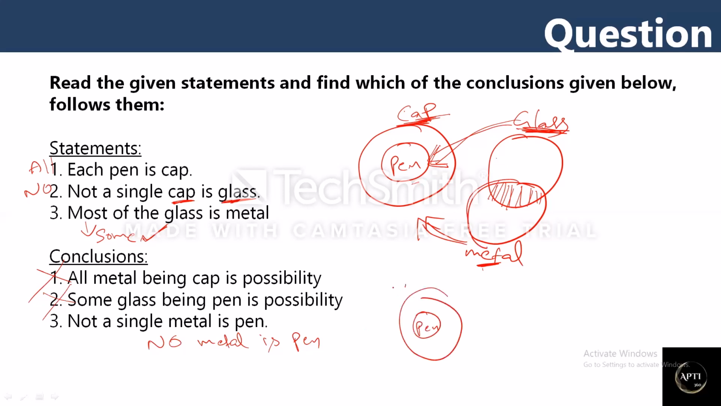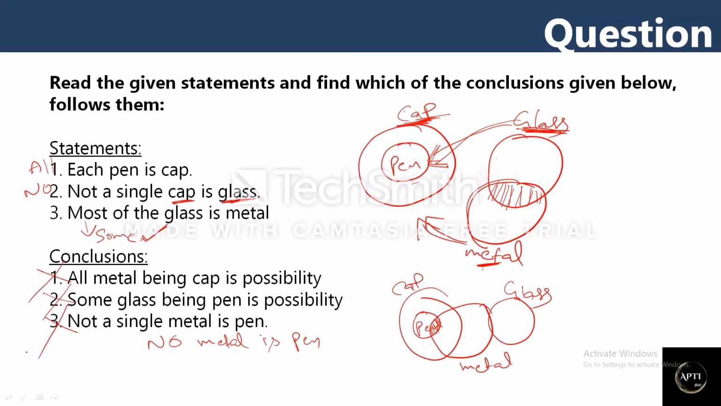All pens are caps. No cap is glass. Some glass are metals, so I can draw like this. This is metal. Some glass are metal, and I'm disturbing the others with metal. All conditions are satisfied. Now no metal is pen means the minimum case is satisfied. In the maximum case, some part of metal is already intersected. Here some part of metal has intersection with pen, so it is not correct. So the third conclusion is also wrong.